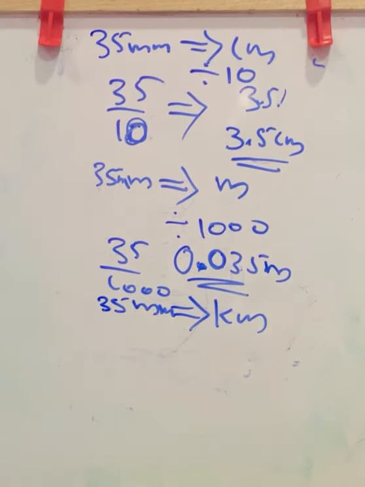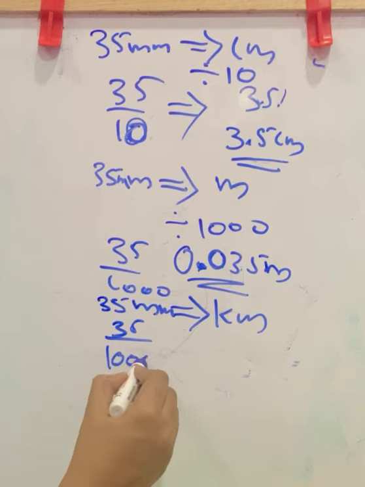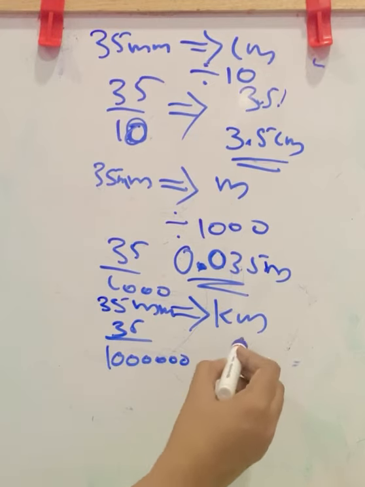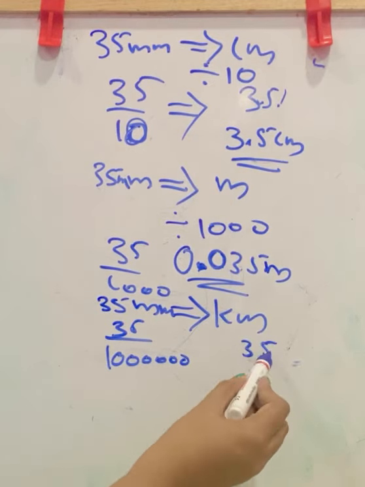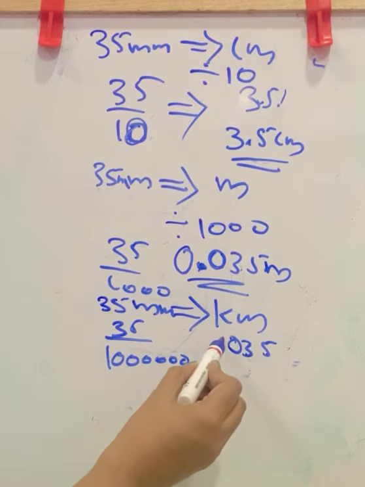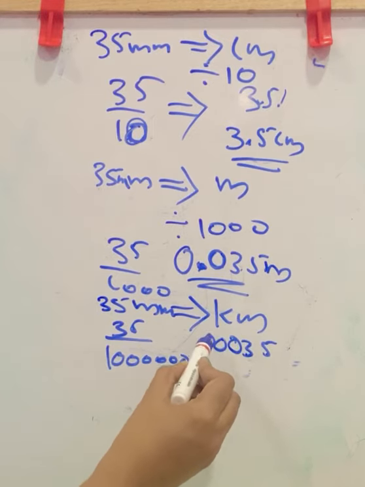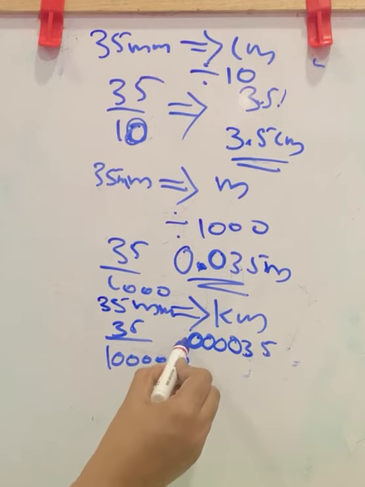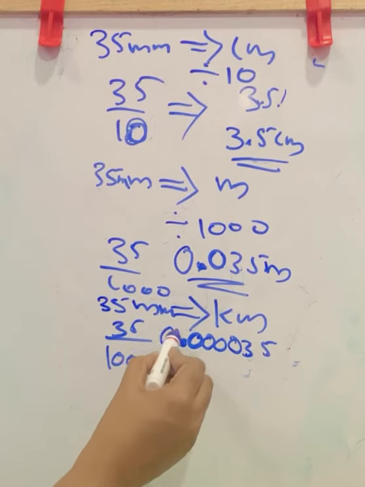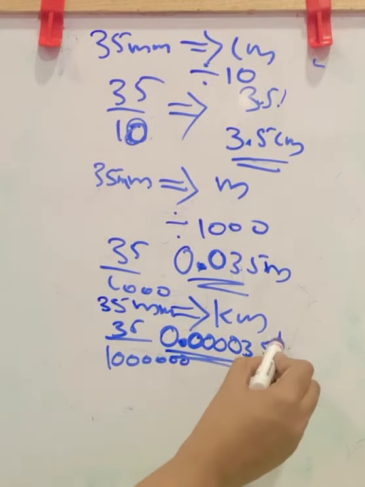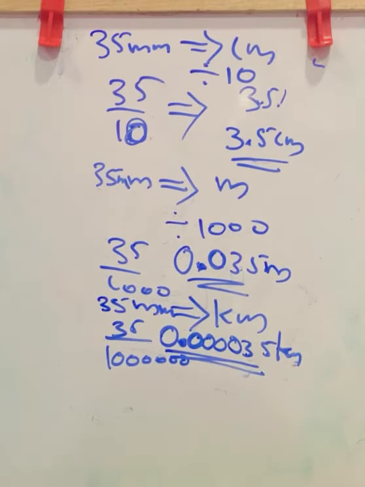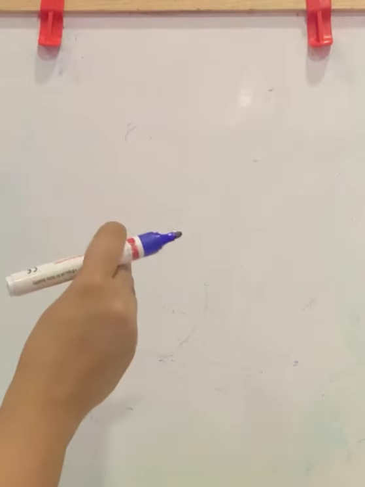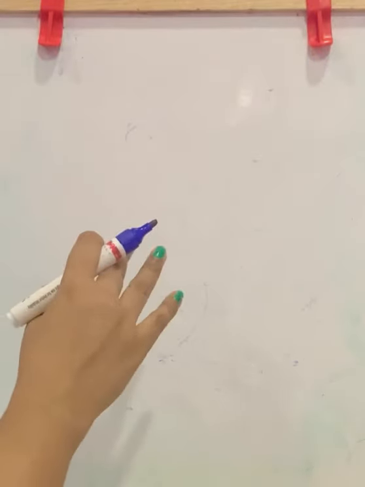Now next is 35 millimeter to kilometers. That is 10 lakhs. 35 by 10 lakhs, 6 zeros. So write 35 here, and move 2 positions, 3rd, 4th, 5th, 6th position. The decimal will reach here. Put a 0 in the whole number part. This much kilometer, that is 0.00035 kilometers. Next is grams. Grams and meters are the same in conversion.